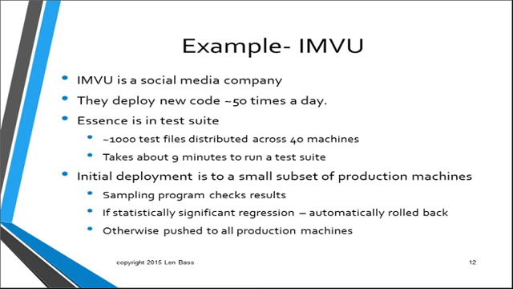Then a sampling program will go out and check to see if the results are correct. If there is a statistically significant problem, then it's automatically rolled back. Otherwise, it's pushed to all the production machines.